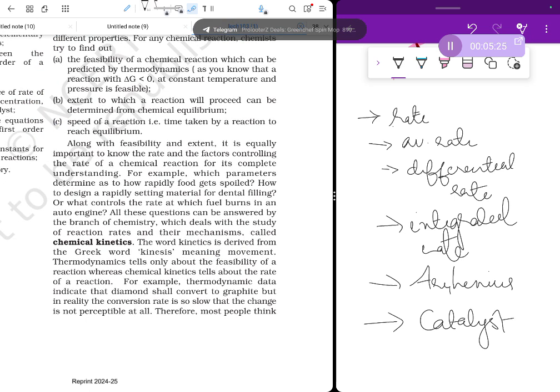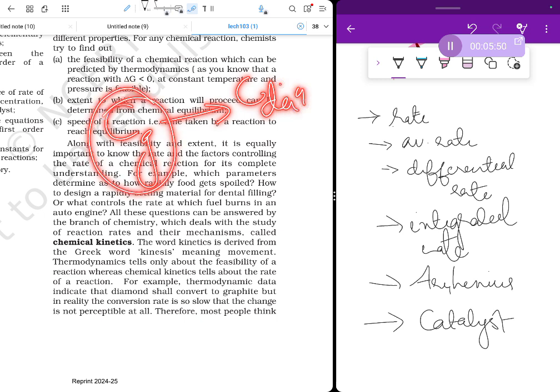Along with feasibility and extent, it is equally important to know the rate and the factors controlling the rate of a chemical reaction for its complete understanding, like its mechanism and all. For example, if you take carbon graphite or carbon diamond, we know that graphite is thermodynamically more stable, so diamond should be convertible to graphite according to thermodynamics, right? Its delta G is less than 0.